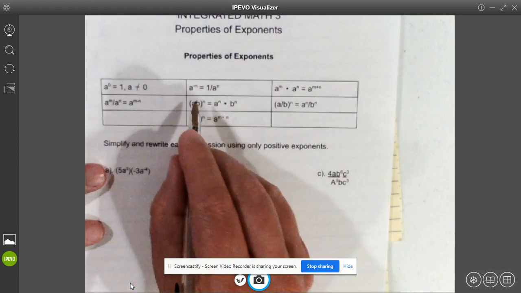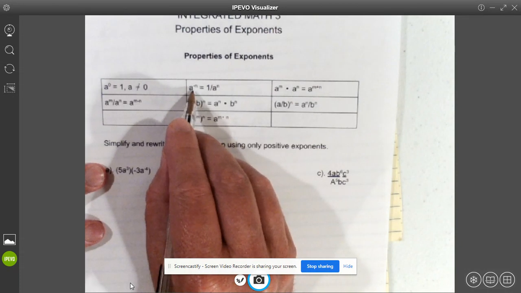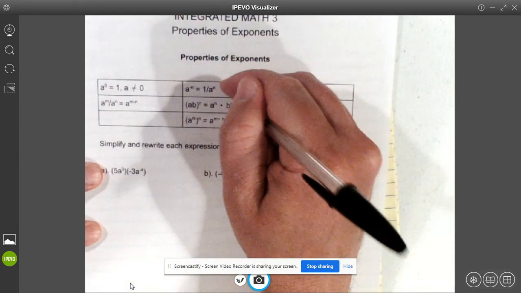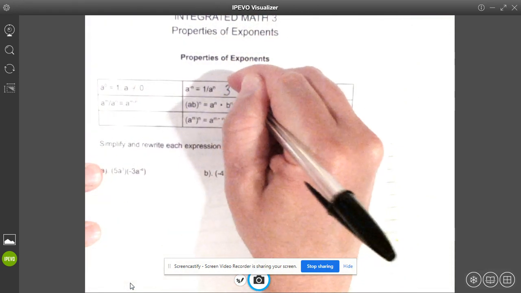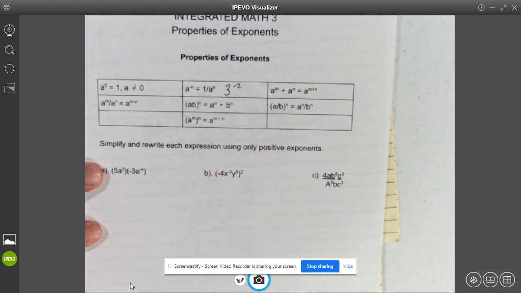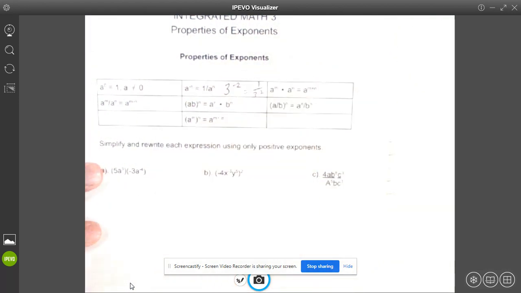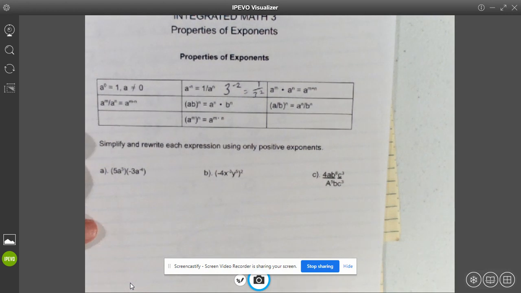All right. The next one, anything to a negative exponent is 1 over, or the reciprocal of that thing, to the positive exponent. So just for example here, 3 to the negative second power is 1 over 3 to the second power. All right, or 1/9. So negative exponents reciprocate things, or they flip things over.